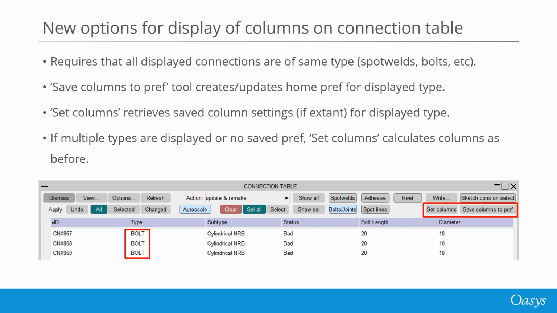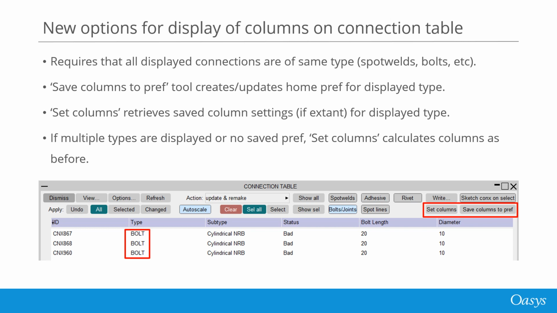However, from version 20, a new button has been added, Save Columns to Pref. When clicking on that button, the current columns displayed get saved in the OA pref file. Later on, clicking on the Set Columns button will retrieve the saved column settings, but only if the preference has been previously saved. If it hasn't, the Set Columns button will calculate the columns as before.